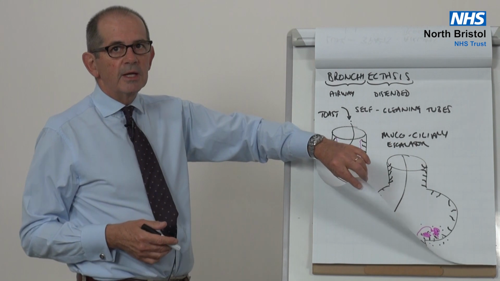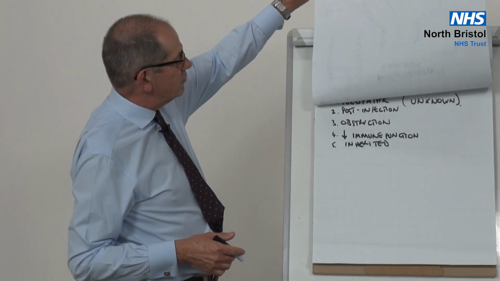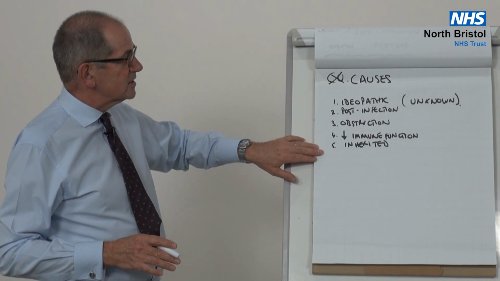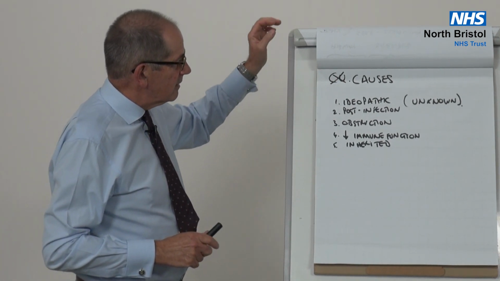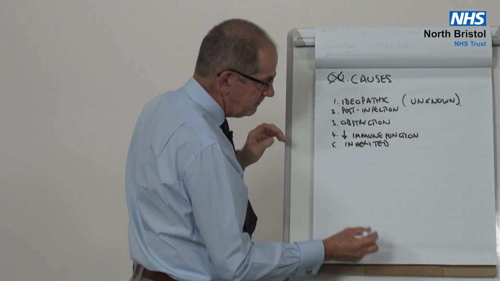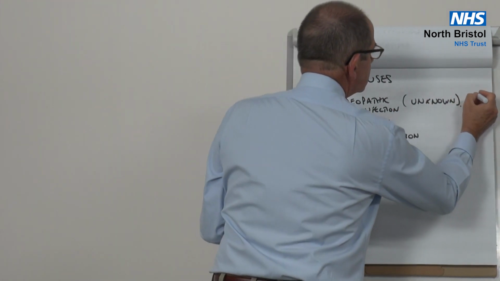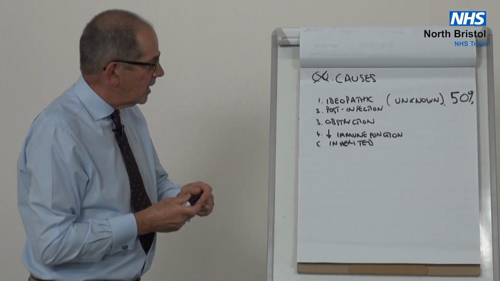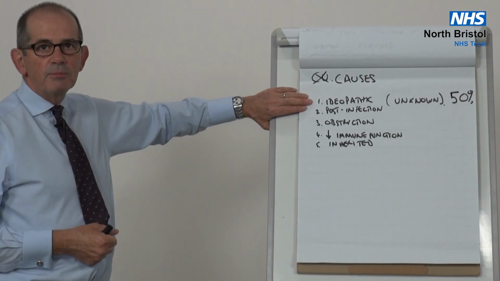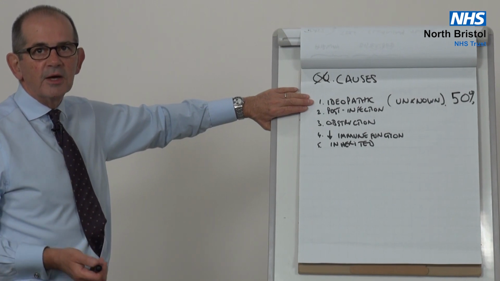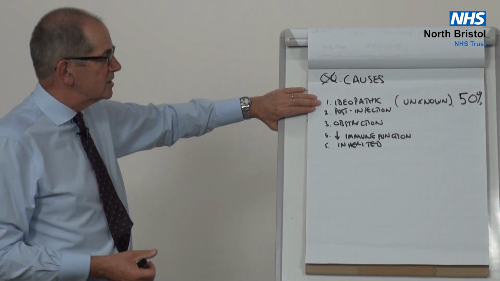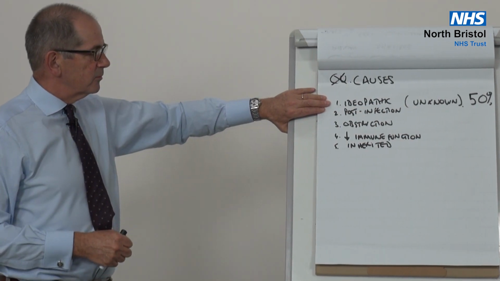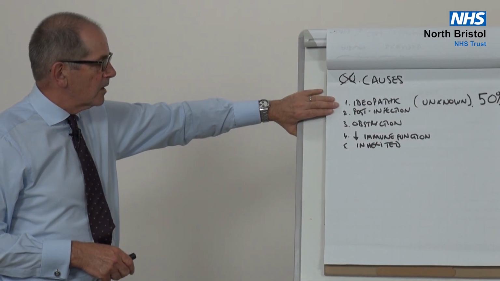We're going to move on a bit now and talk about how we might treat bronchiectasis, but firstly we'll talk about some of the causes of bronchiectasis. The first and commonest cause, more than 50% of cases in most studies that have looked at this, is the idiopathic cause, which is a fancy way of saying we haven't got a clue why it happened. So an unknown cause is the commonest in series of patients with bronchiectasis.